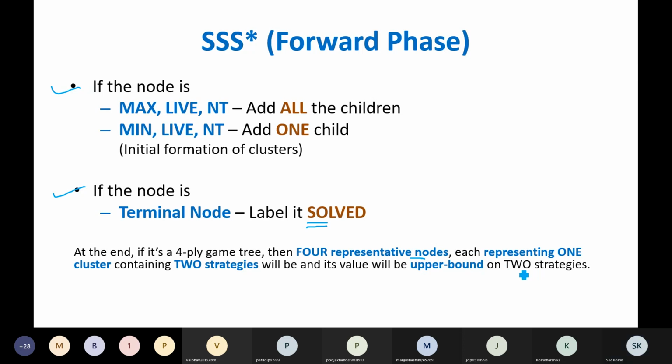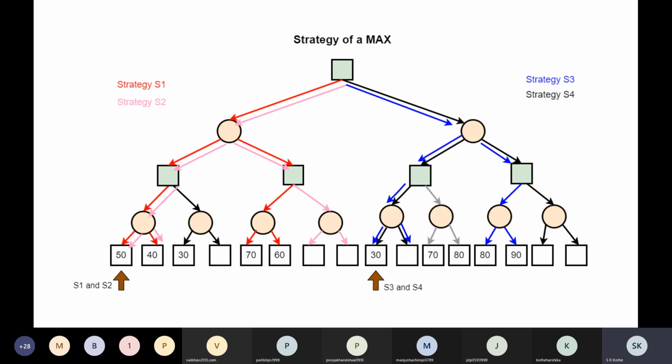Because why? Value of any leaf node will always be greater than or equal to the value of a strategy. Okay, we have already seen this. Now consider this example.